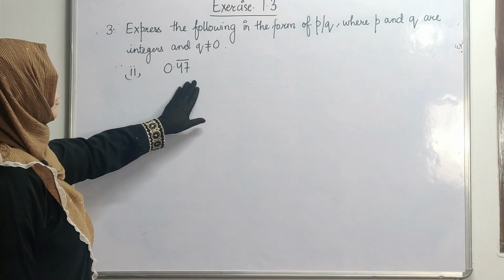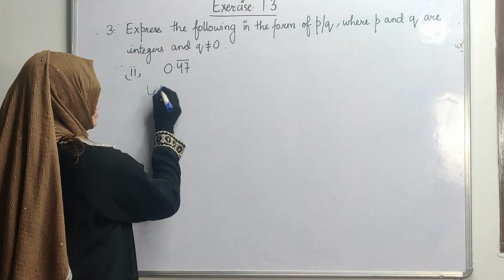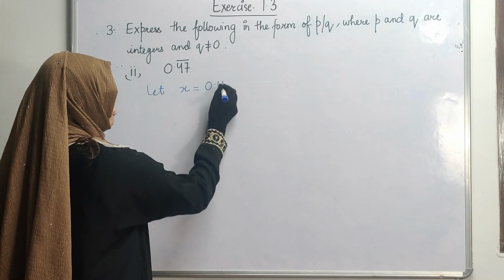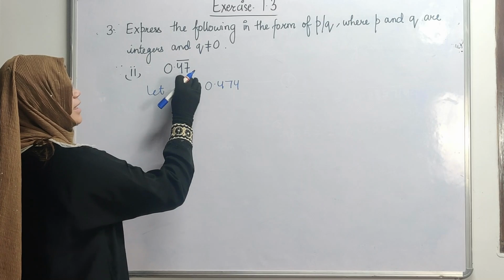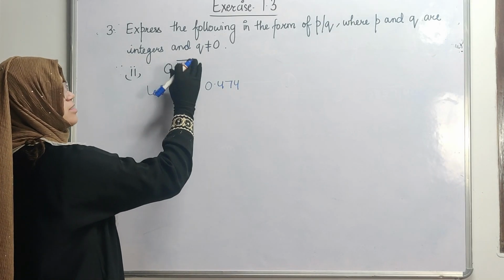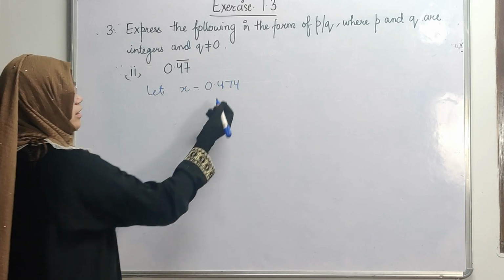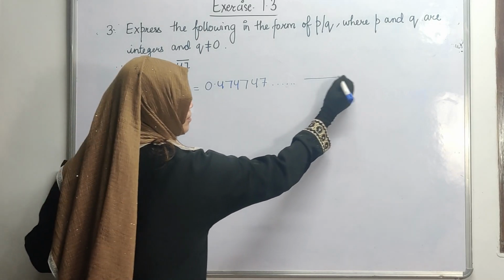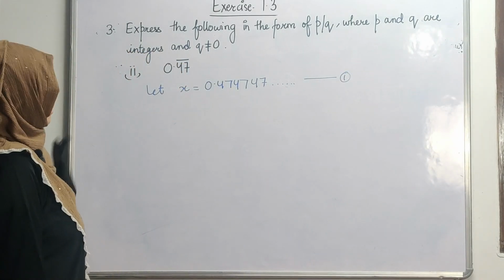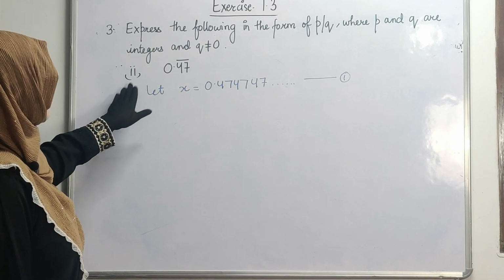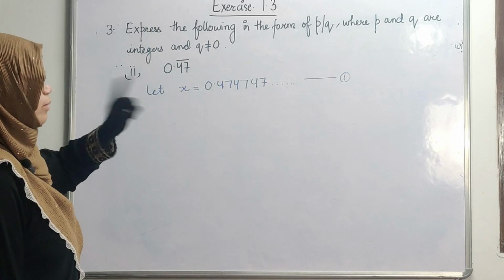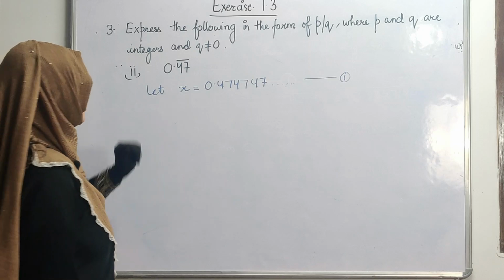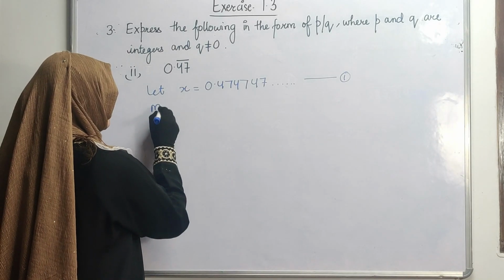Our second part is 0.47 bar. Let x equal 0.47 bar. अब आप यहाँ पे देखिए बार कितने डिजिट्स पर है? बार 2 डिजिट्स पर है. It means your 2 digits are repeating, that is 47 47 47 and so on. Equation 1. मैंने question number 1 में क्या बताया था आपको कि अगर आपका बार 1 डिजिट पर है आपको 10 से multiply करना है. If the bar is on 2 digits you have to multiply it by 100.